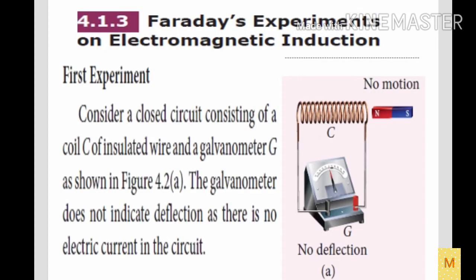Next one is about Faraday's experiments on electromagnetic induction. First, let us discuss about the first experiment. Let us consider a closed circuit consisting of a coil C of insulated wire and a galvanometer G, which is shown in figure. Since there is no motion of the bar magnet, the galvanometer does not indicate any deflections as there is no electric current in the circuit.